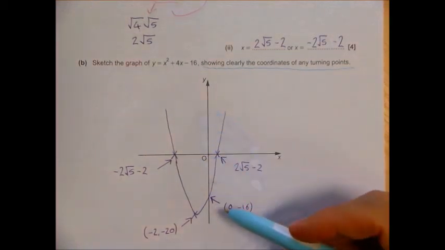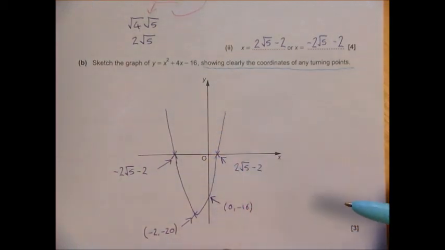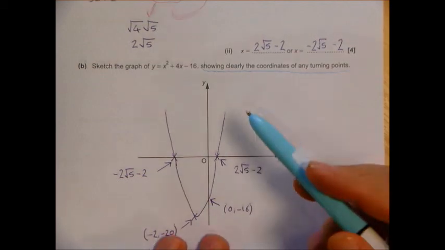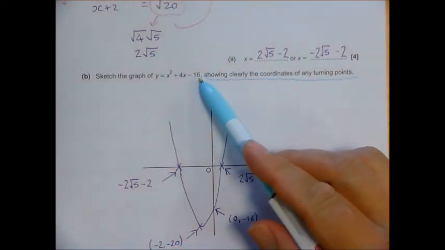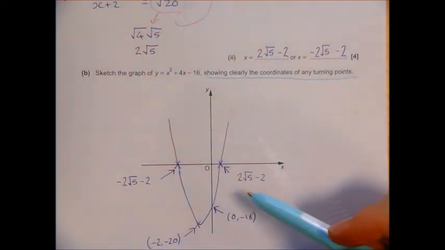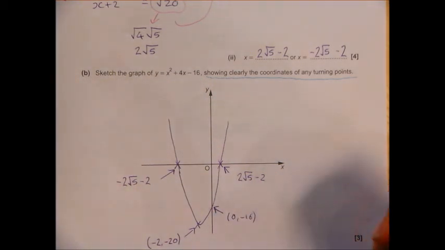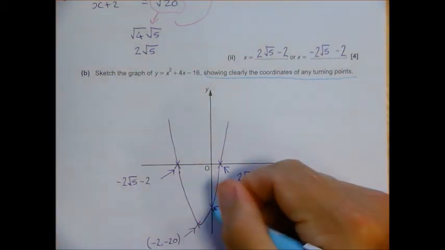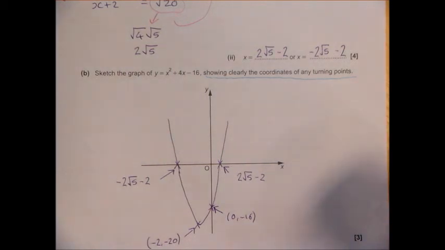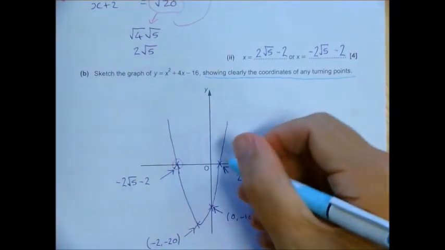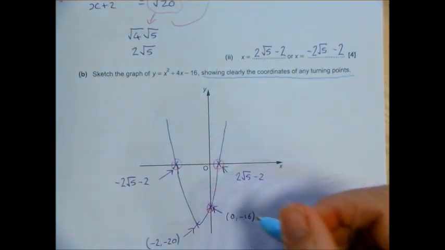Now it crosses the y-axis at minus 16, and you know that because it says minus 16 here. That's where it crosses the y-axis. So you can plot that point on as well. So far we have got that point, that point, and that point.